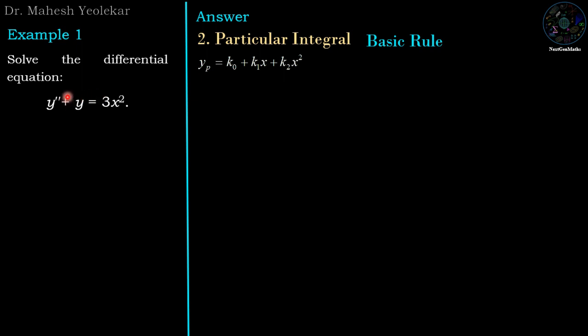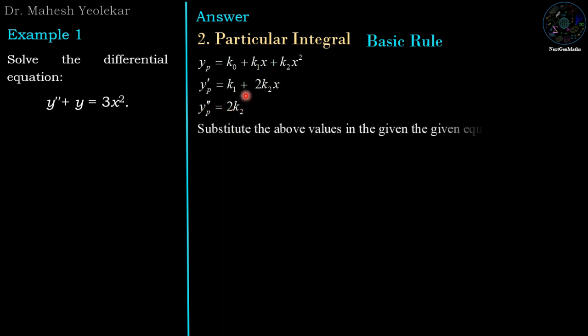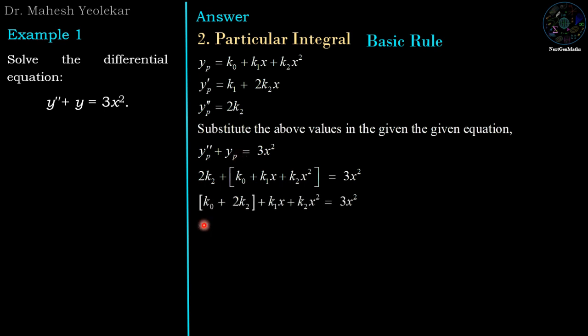For that we use this differential equation. If yp is the solution of the differential equation, then it must satisfy the differential equation, and for that we require the derivatives of yp. So yp' = k_1 + 2k_2 x and yp'' = 2k_2. Substitute these values in the differential equation, that means yp'' + yp = 3x^2, because yp is an assumed solution of the differential equation. If we put in the values of yp'' and yp, we have (k_0 + 2k_2) + k_1 x + k_2 x^2 = 3x^2.